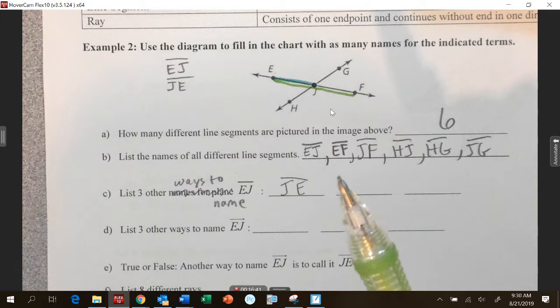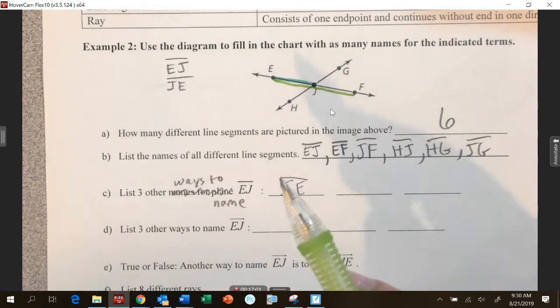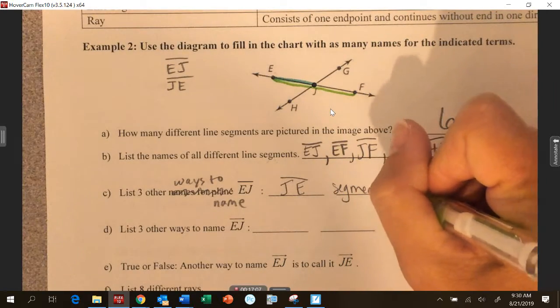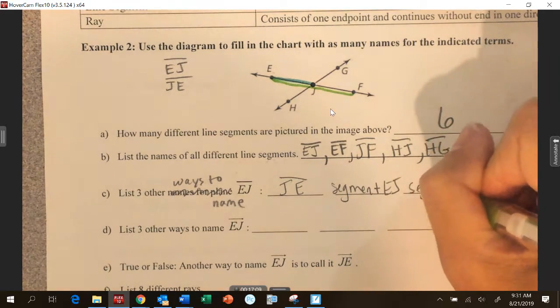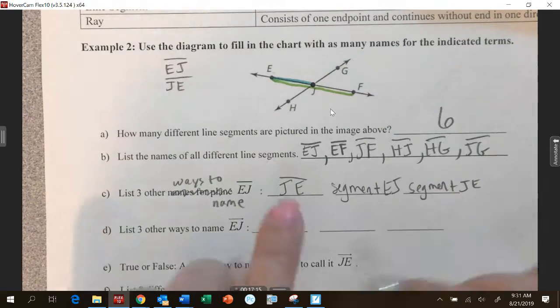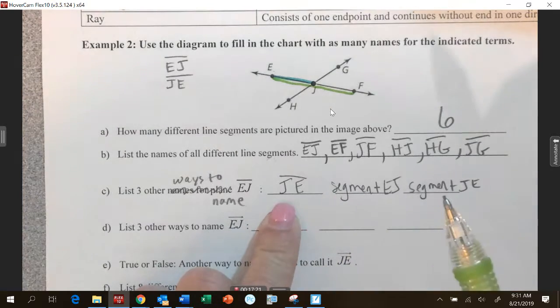Everybody know? We did a bunch of it yesterday. What do you think? It's not going to be the word line, but yes, we're going to write a word, but it's not going to be the word line. What are we talking about right now? You're going to write segment EJ, or segment JE. So that would be the other ways. I don't know about you. I personally prefer the ones with the symbols, but that means we just have to learn the symbols. Otherwise, you'd be writing a lot.